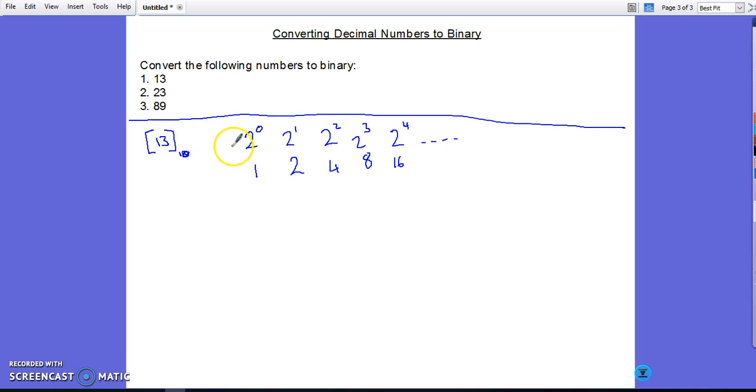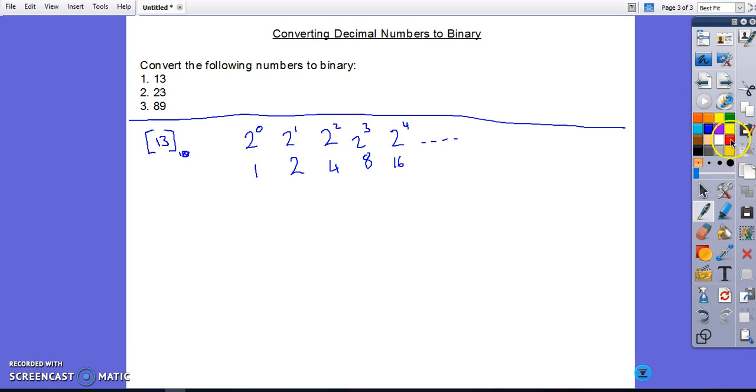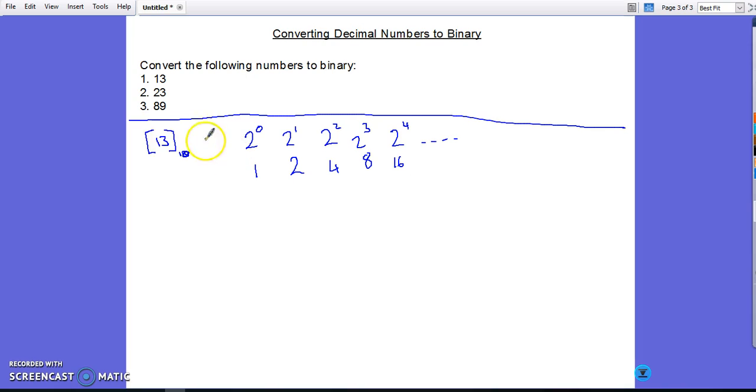We could carry on if we wanted to, because 16 is already bigger than 13. The question I now need to ask myself is, which of these numbers would I need to add together to make 13? Well, that seems quite clear. All of these are even numbers, and this is an odd number. So I'm going to have to add a 1 at the end, and then I need to make 12, which I can make as a combination of 4 plus 8. So I'm going to need 1, 2 to the 3, 1, 2 to the 2, and 1, 2 to the 0. I'm not going to need any of these, and I'm not going to need any of these.